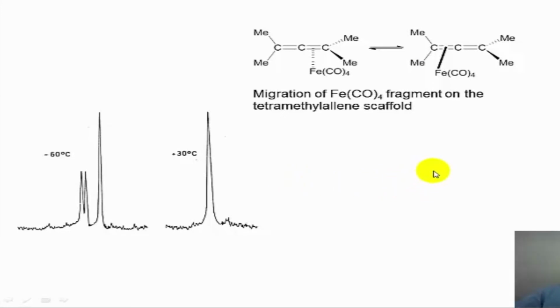Let's move into an example from an organometallic chemistry case. In this particular system, there is a tetramethylallene which is coordinated to iron tetracarbonyl through an eta 2 kind of coordination that is taking place. Allene, as you know, is a molecule which is very interesting. It has an axial chirality. This particular one doesn't have the axial chirality, but in general, allenes are known for their axial chirality.